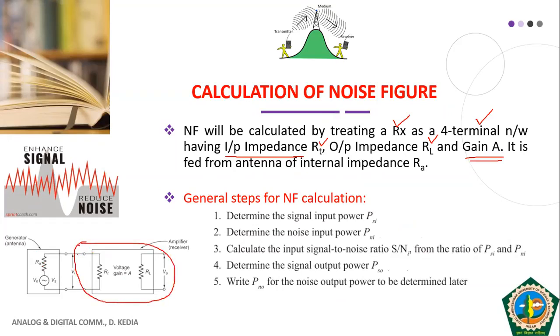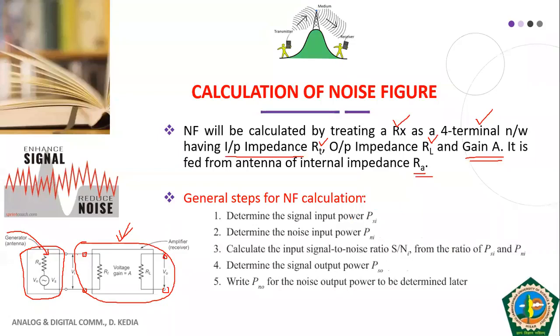You see here, this is our amplifier. This is our antenna. Obviously, since we have a receiver, there will be an antenna which will be inducing voltage due to radio waves coming from space. Then this antenna voltage will be provided to this amplifier with gain A. We have 4 terminals. These are the 2 terminals at the input of this amplifier, and these are the 2 output terminals. The internal impedance of the antenna has been taken as R_a.